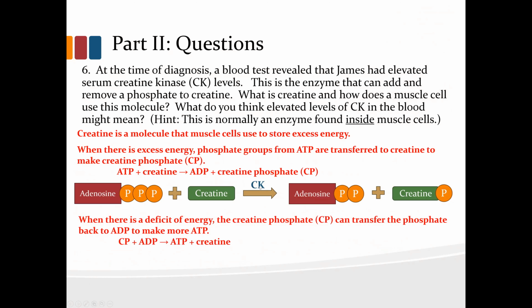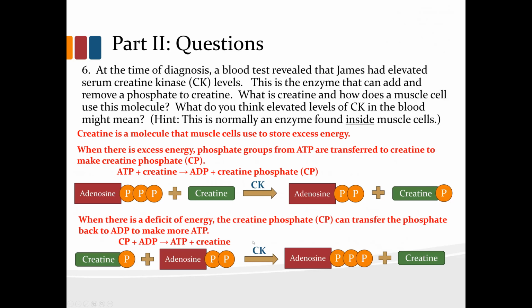When you have a deficit of energy, the creatine phosphate can transfer the phosphate back to ADP to make more ATP. So the formula would be creatine phosphate plus ADP gives you ATP plus creatine. And again, if we look at it in picture form, we take the creatine phosphate and an ADP. Creatine gives the phosphate back to make ATP, and then because it doesn't have a phosphate anymore, now it's just creatine. And again, CK is the enzyme that also catalyzes this reaction.